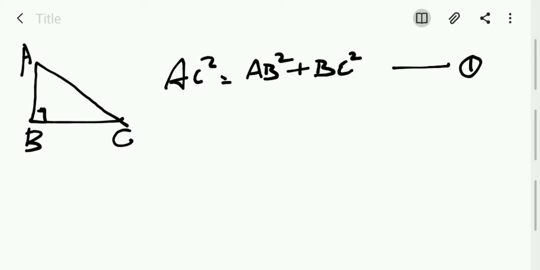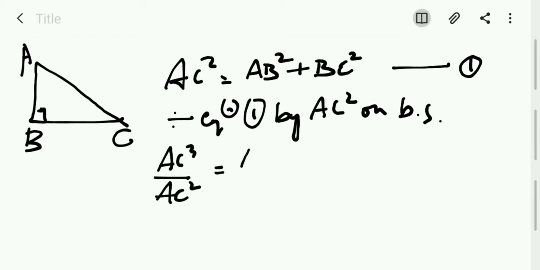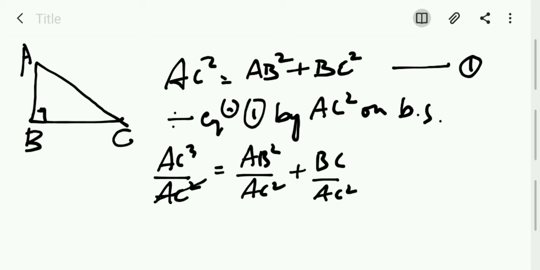Equation number 1. Now the very first thing we're going to do is divide equation 1 by AC square on both sides. Now what is going to happen, guys? AC square by AC square is equal to AB square by AC square plus BC square by AC square. This cancels out, so what remains is 1.